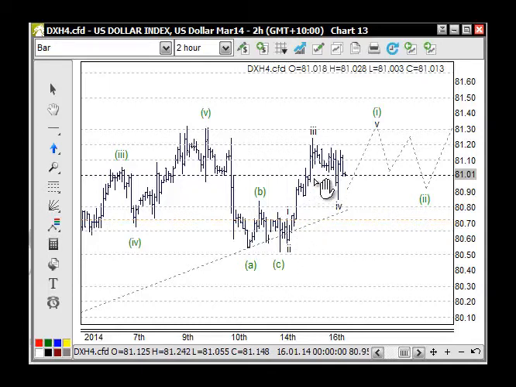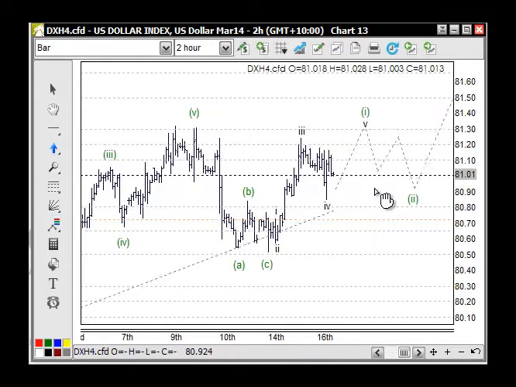So far this move up here, in my view, is only in 3 waves. We've got 1, 2 and 3 here, but it also could be an A and a B and a C. So from here we may even have an A wave, a B wave and a C wave here. But let's just see how we go here and examine this situation.